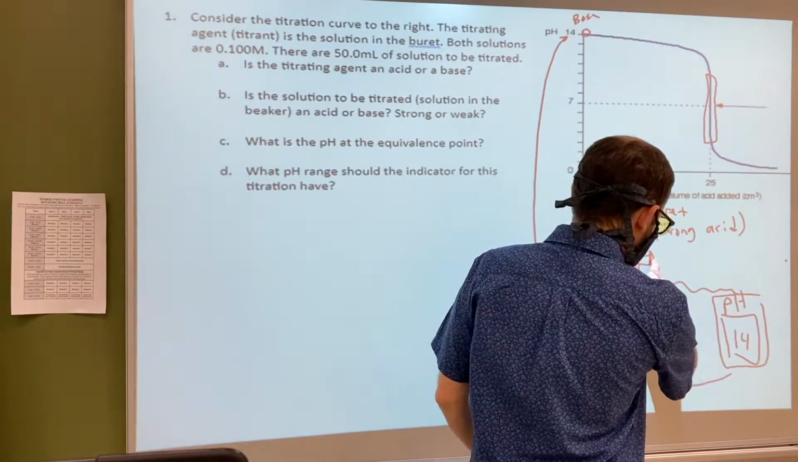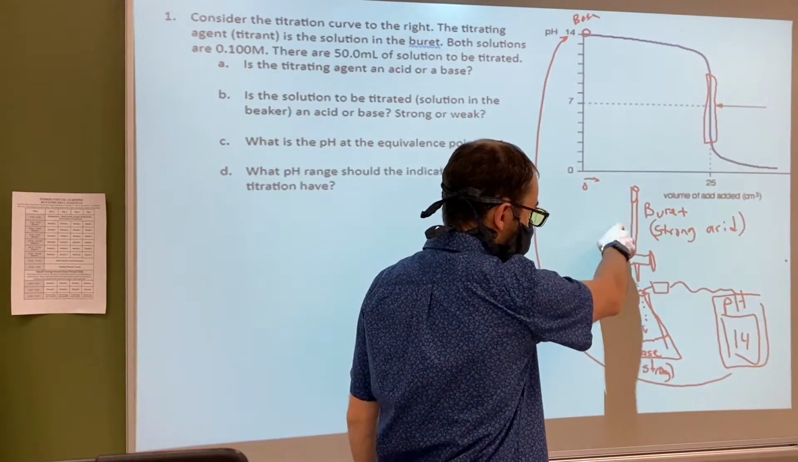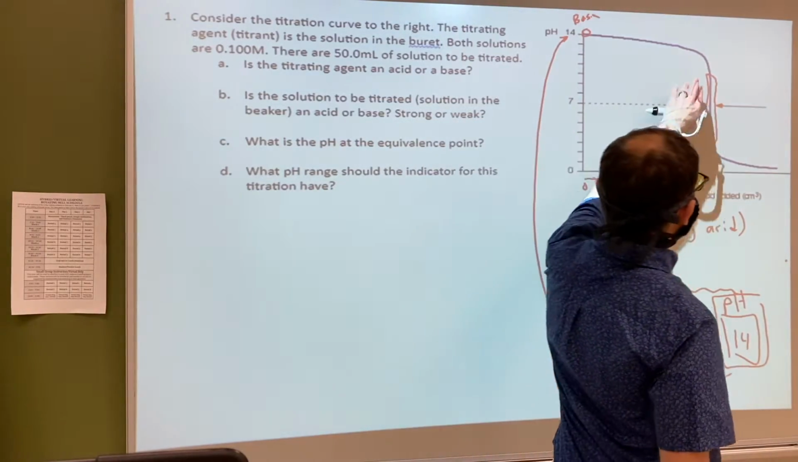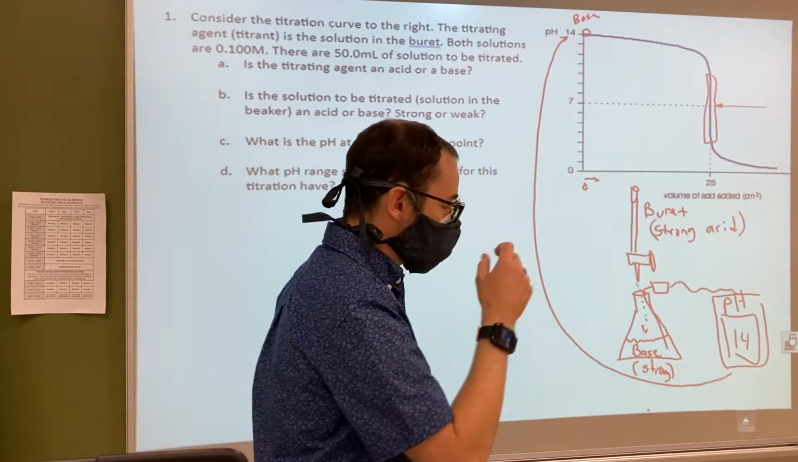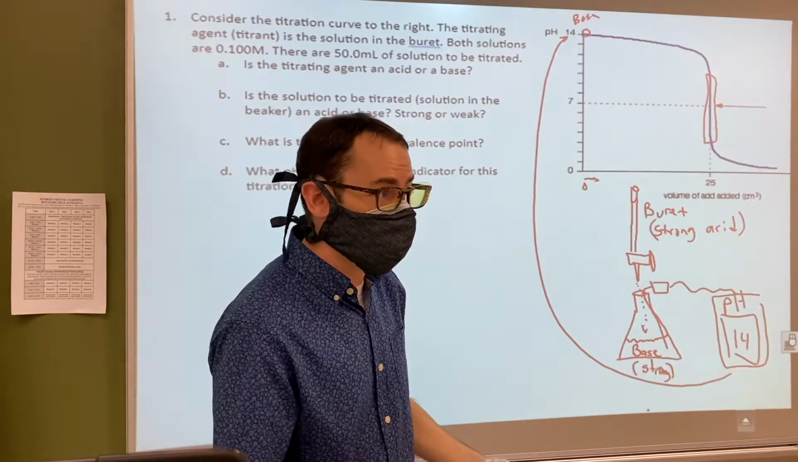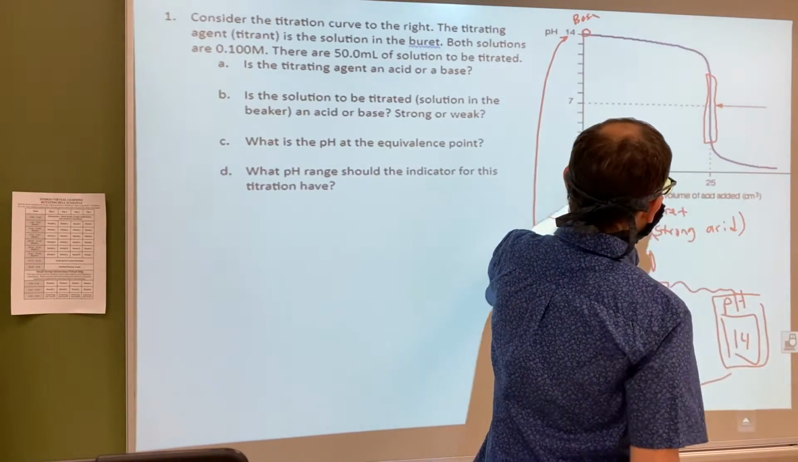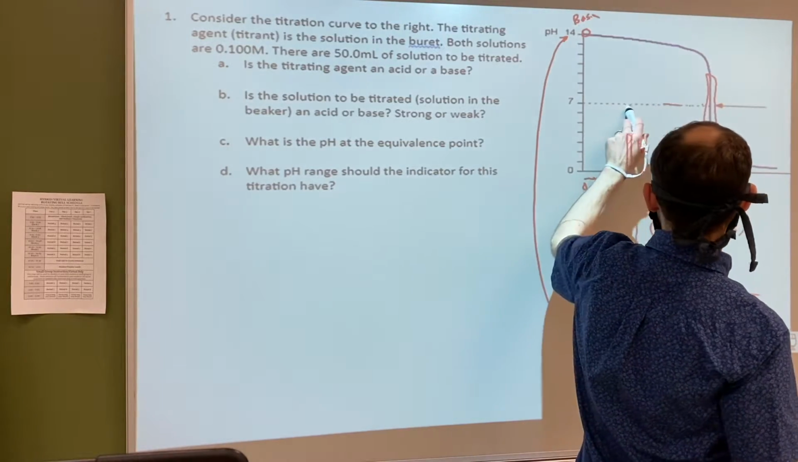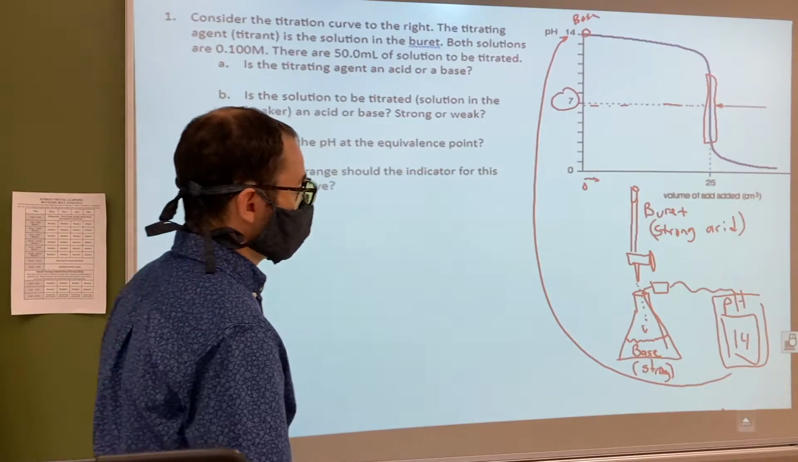So this knob here, you can twist it, and you can make it so that it shoots out whatever's in the top fast or drop by drop. So when we get to the point where we're close to it, we're going to slow it down and have it go out drop by drop by drop. And I'll show you what to look for when we're doing this in the lab in a couple weeks. Okay, so the equivalence point is the middle of this vertical area, and that's why it has this 7 right here. Okay, so that's kind of what's going on with all of that.